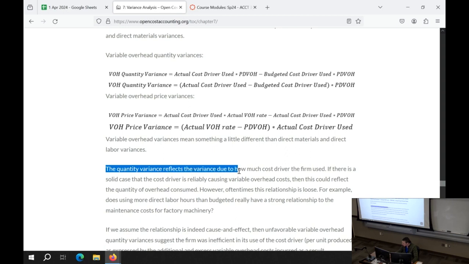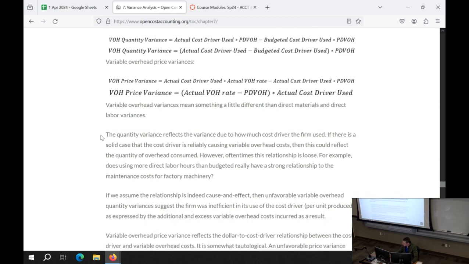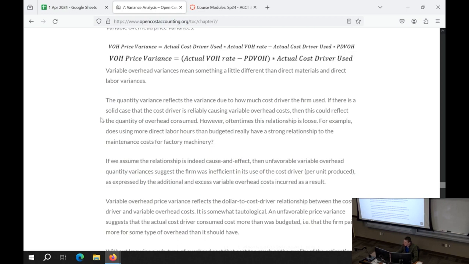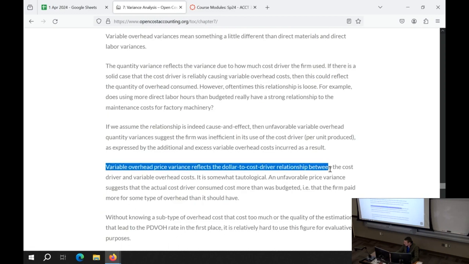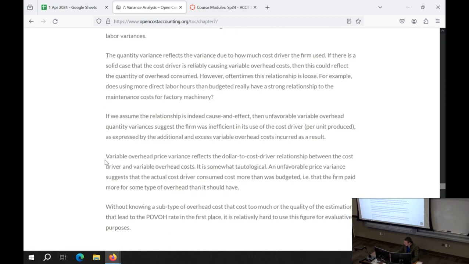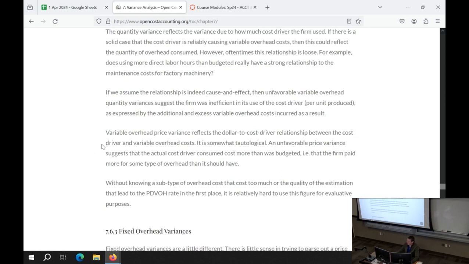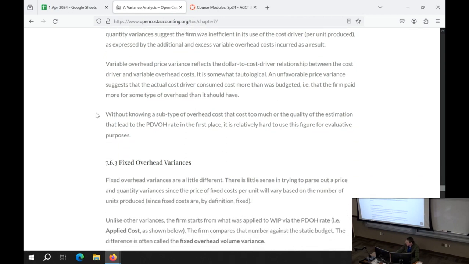The quantity variance reflects the variance due to how much cost driver the firm used. Now, it could be that this is mismanagement. It could be that we just had a misunderstanding of how much the cost driver really is related to our overhead consumption. Again, there's an assumption in effect there. The price reflects the dollar to cost driver relationship between the cost driver and variable overhead costs. All right, so the idea is that an unfavorable price suggests we paid more for our variable overhead than expected. Again, we made assumptions that are in addition to the typical assumptions related to price that might be at play here. Those questions will be pretty straightforward. We'll go through them and check on them.